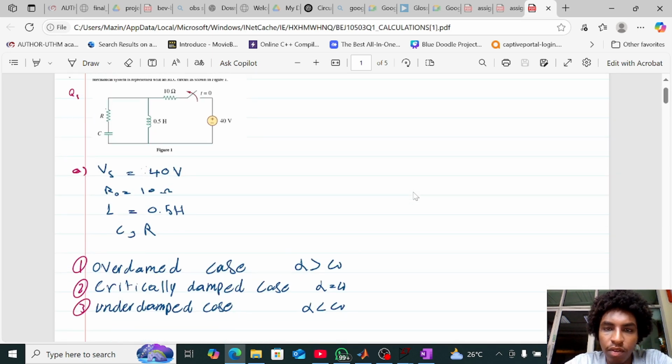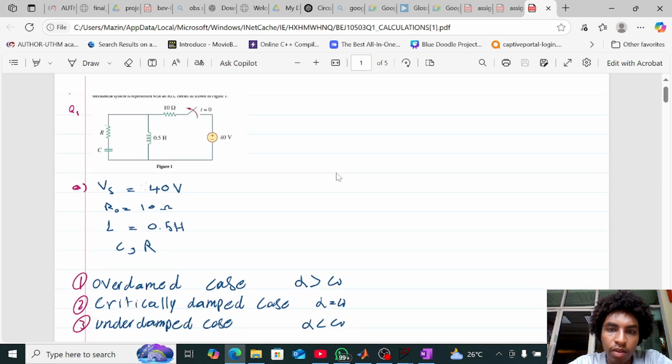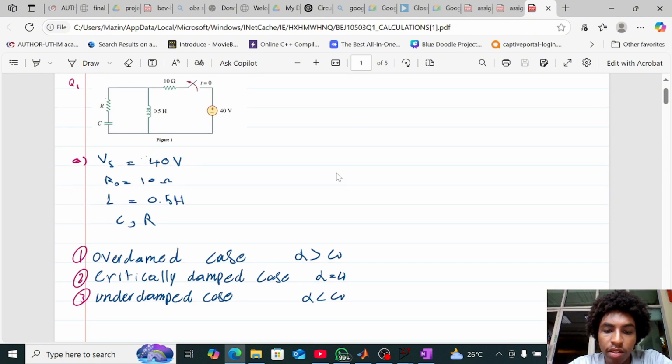We have to find the v of t and i of t for three cases: underdamped, overdamped, and critically damped. So we have Vs equal to 40 volts, R equal to 10 ohms, and inductor is 0.5 H. So we have to get ourselves R and C to get the three cases.